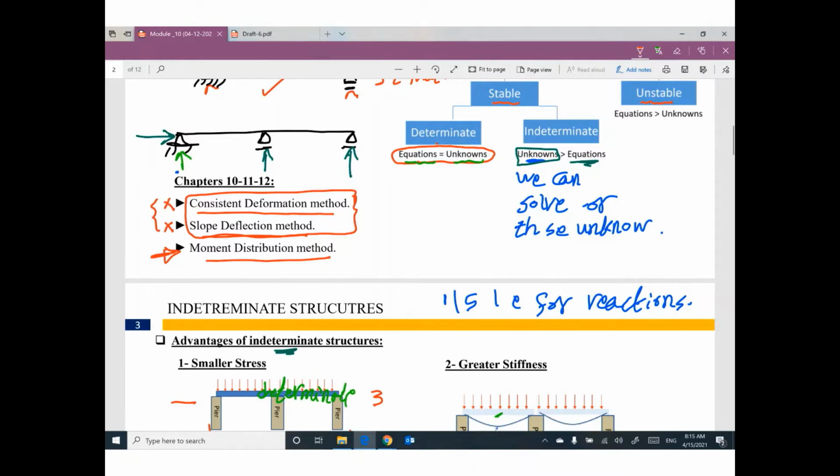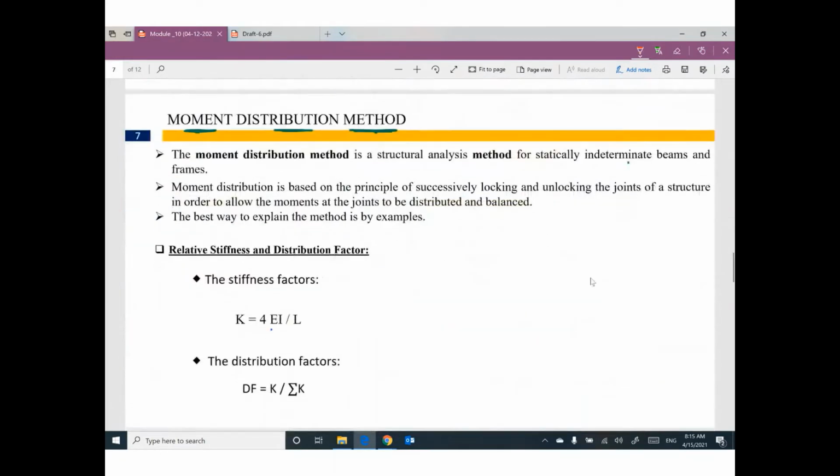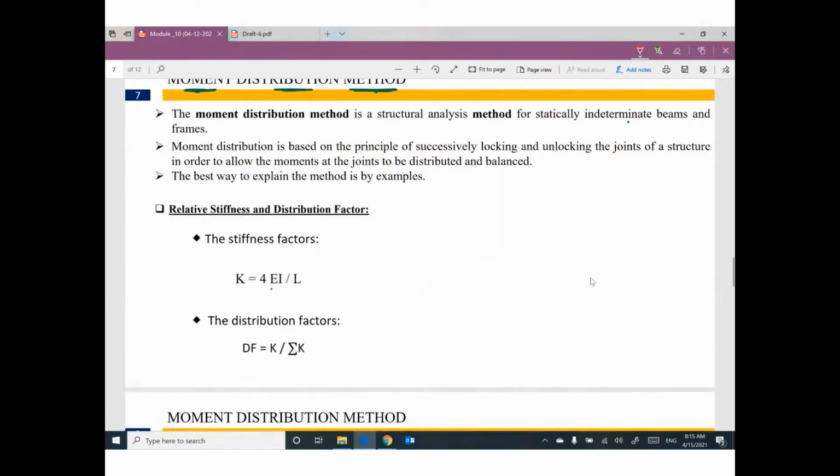So what is the difference between the three methods? No difference. All of them will solve the indeterminate structure. The only difference is the steps, the process. But all of them will give you the final answer, which is solving the indeterminate structure. Okay, let's continue. Moment distribution method. From the meaning of this method, we have a moment. We need to make a distribution for this moment.